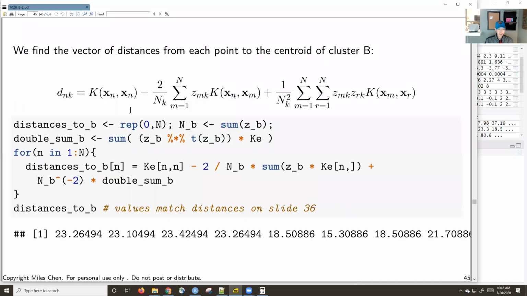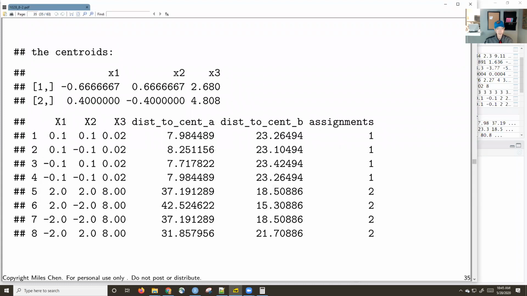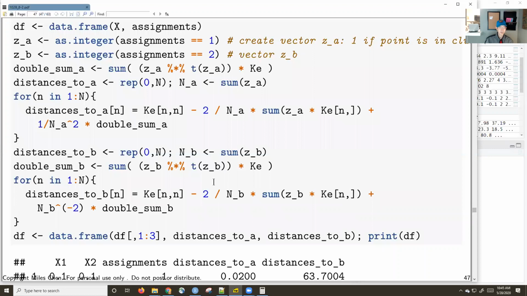Okay, so anyway, here are the resulting distances. And again, if you take a look at these numbers and compare them to the values on slide 35, it's the exact same numbers, okay? And then we say, all right, which ones are closer? All of these first 4 points get assigned to cluster 1. The last 4 points get assigned to cluster 2, based on which one has the smaller distance.